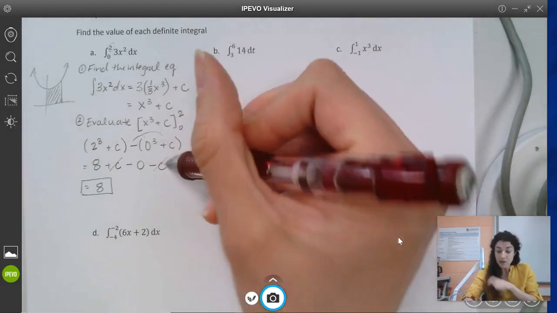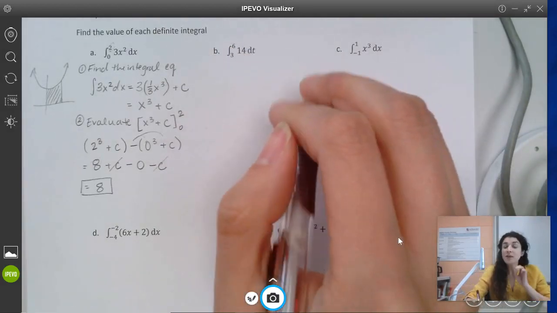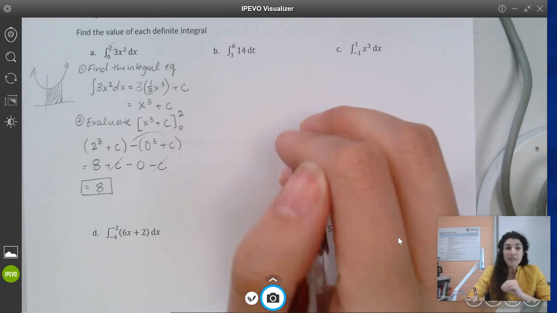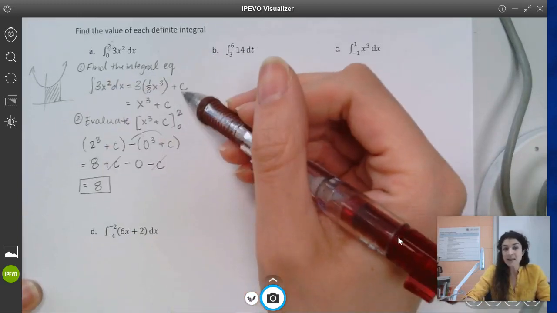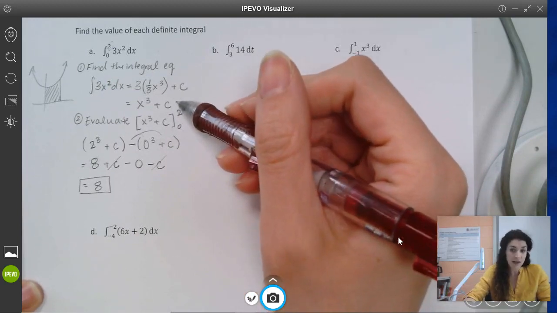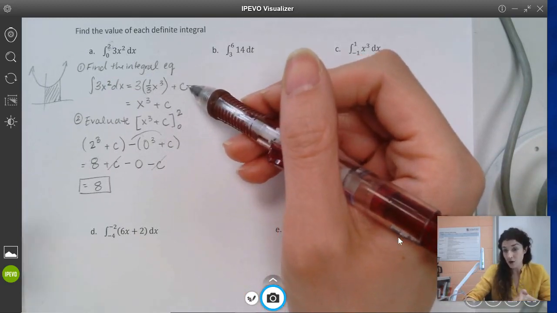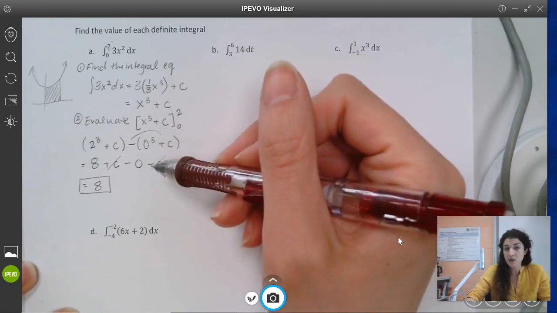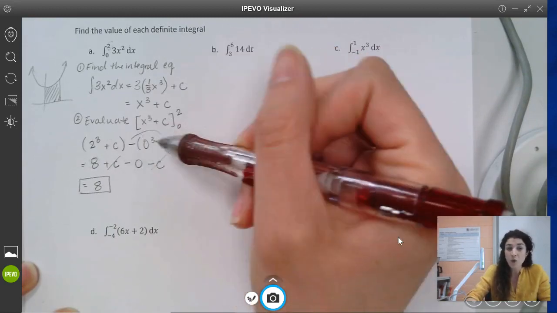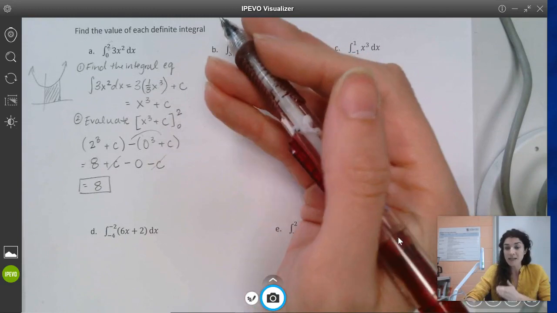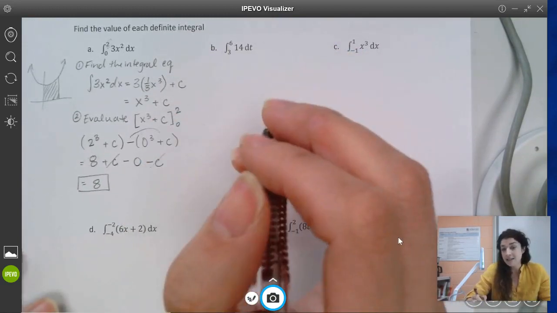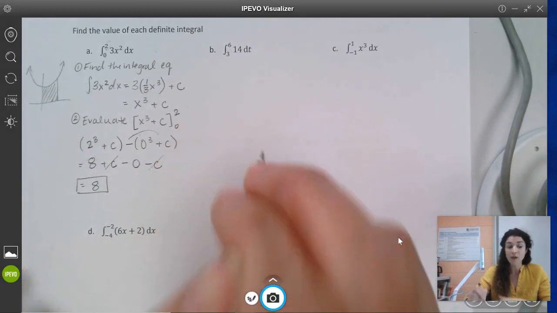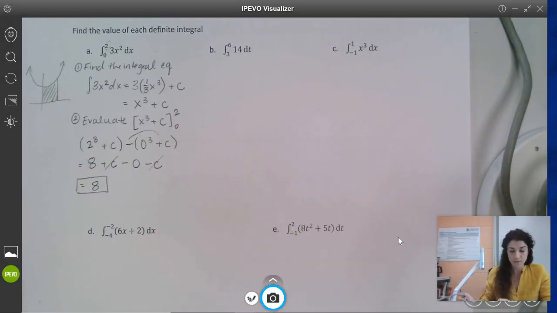Notice also that since those c values cancel out, we really didn't need them to begin with, which means finding the definite integral, finding these values, while yes, plus c is a part of this equation and we don't know what it is, we actually don't need to know what it is because it cancels out. So you'll notice for the rest of them, I won't include plus c in my calculations because it will always cancel out. So c is not necessary for finding your definite integral, only when you're trying to find the actual equation. Okay, let's continue to practice.